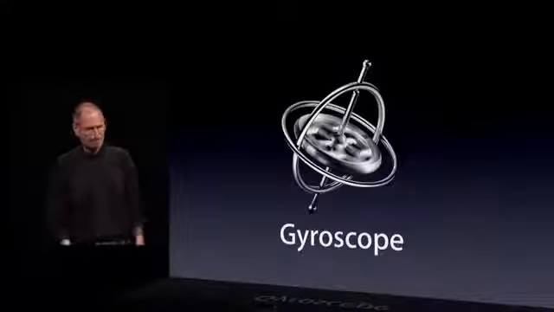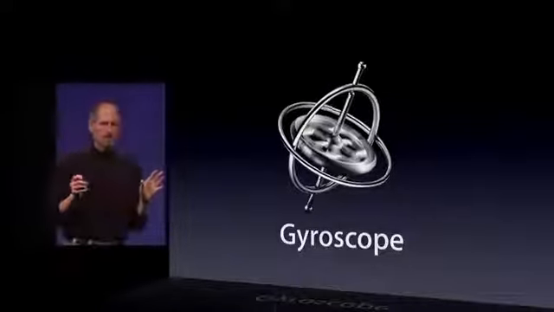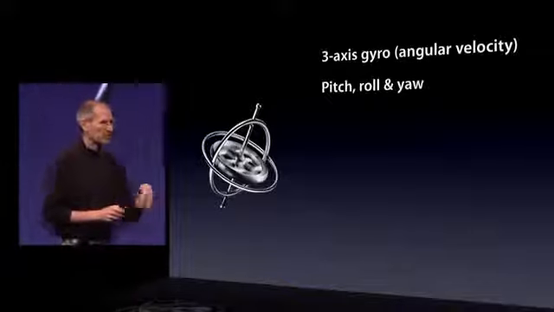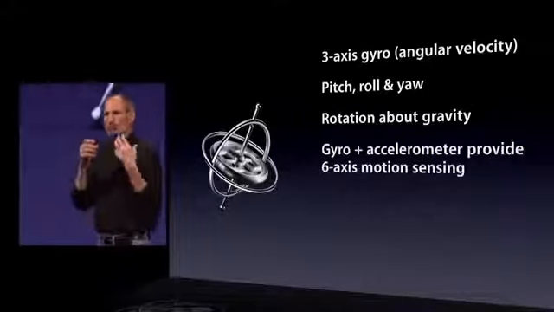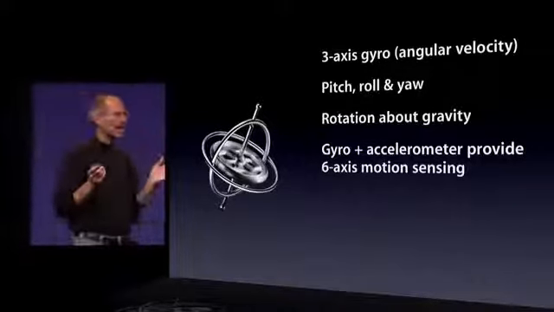Number 4, we've got another really cool piece of hardware. Remember when we added the accelerometer and how that opened up a whole new vista of gaming? Well, we're taking it even further with the iPhone 4 because we're adding a gyroscope. We're adding a 3-axis gyro, which is fantastic. Pitch, roll, and yaw. Also rotation around gravity. And we've tied the gyro and the accelerometer and even the compass together to provide 6-axis motion sensing.